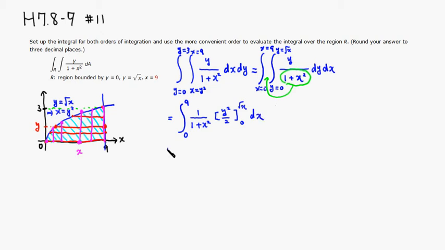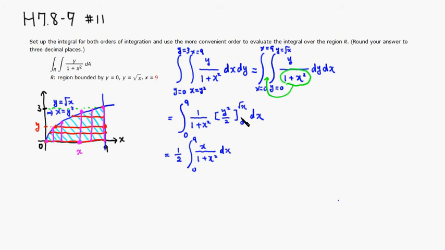Plugging in square root of x gives x over 2, minus 0. So I'm going to write x over 2. The 1 over 2 is just a constant, so I'm going to put it in front. Then x over 1 plus x squared, with an integral from 0 to 9 and dx.